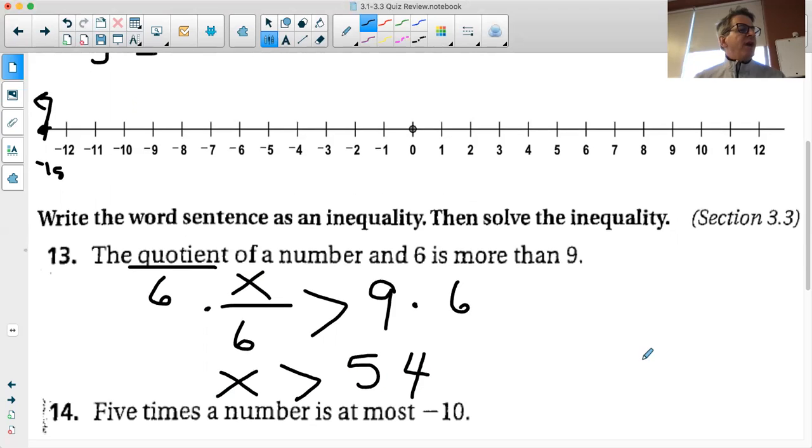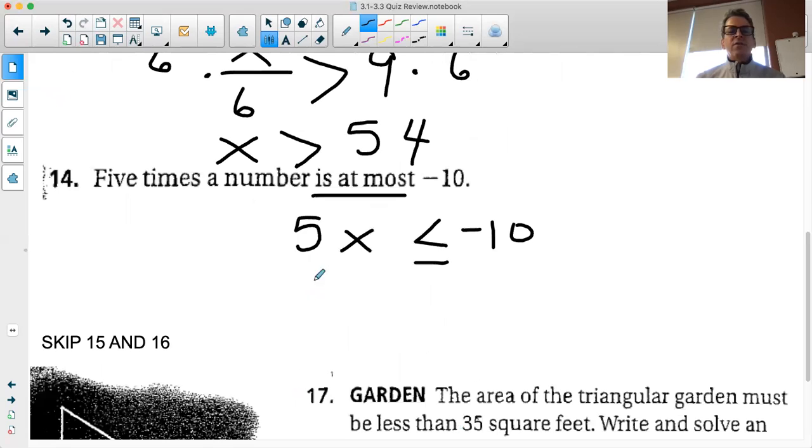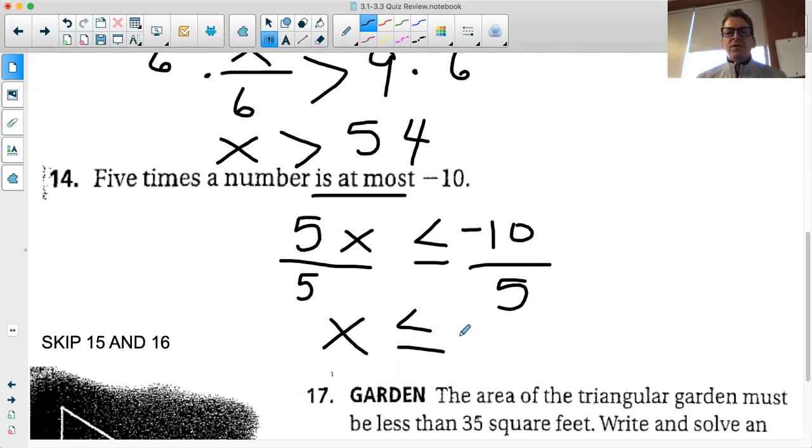Number 14, 5 times a number is at most -10. There's that is at most again. So again, we're looking at less than or equal to -10. So 5 times a number would be 5x. And in order for us to solve this, we're going to end up dividing by 5 on both sides. So you have x then is less than or equal to -2.